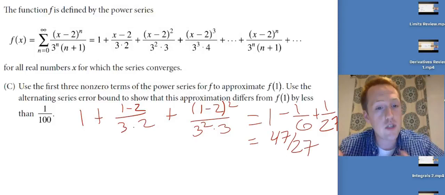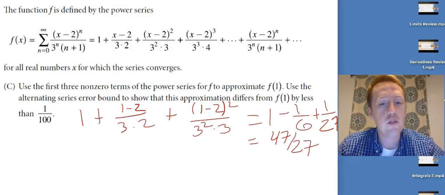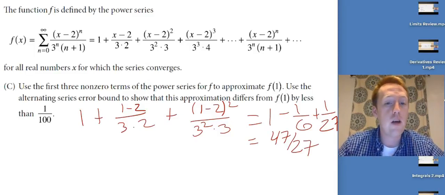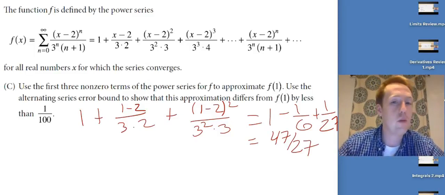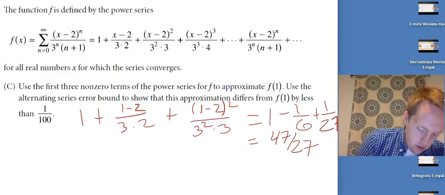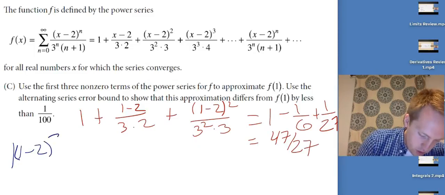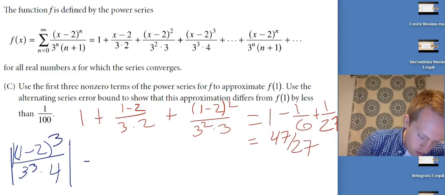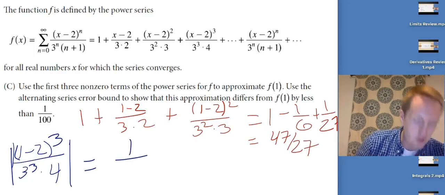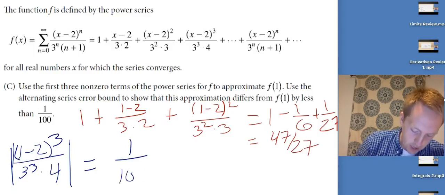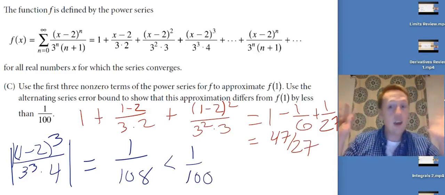Now it says use the alternating series error bound to show that this approximation differs from f of 1 by less than 1 over 100. Alternating series error bound: I'm just going to use the next term and plug 1 in. So it's going to be (1 minus 2) cubed over 3 cubed times 4, all in absolute value, which is 1 over 3 cubed is 27 times 4 is 108, which is in fact less than 1 over 100. Hooray!